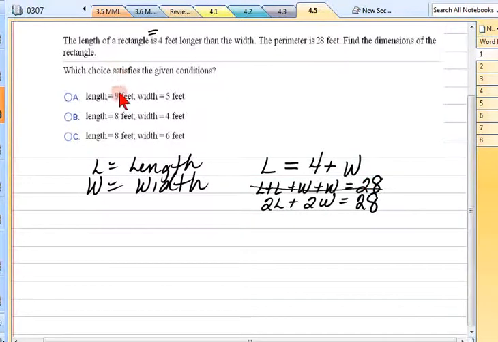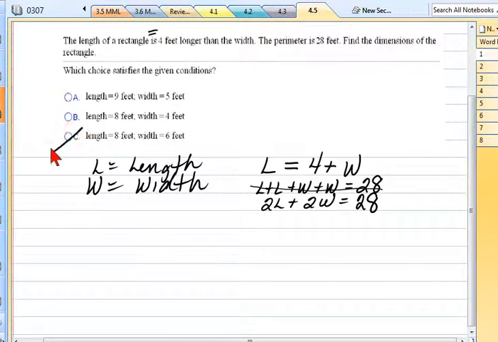Now, this might be a little difficult to read, but the first one says the length is 9 and the width is 5. I just want to see if those meet the conditions. Is the length 4 more than the width? Yes, okay. 8 and 4. Is the length 4 more than the width? 8 and 6.